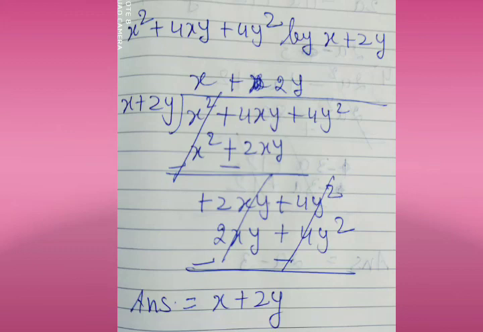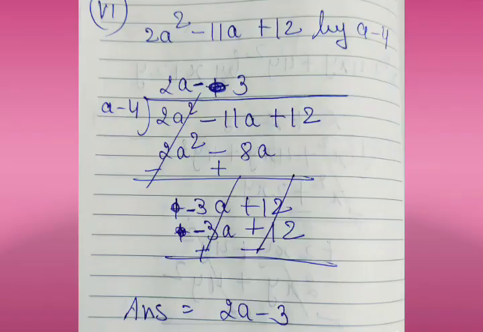Again with x plus 2y we will multiply with 2y. Then only we can get the first term, 2xy. Okay, so after multiplying we will get 2xy plus 4y square. Now we will change the sign. After changing the sign, both the terms we will cancel, and the answer will be x plus 2y.